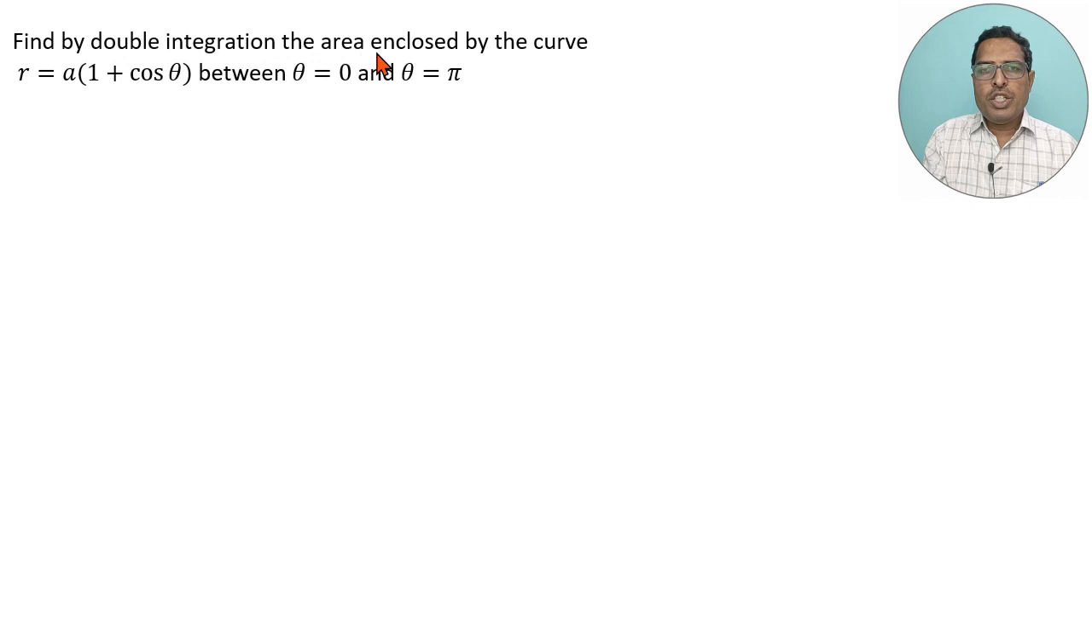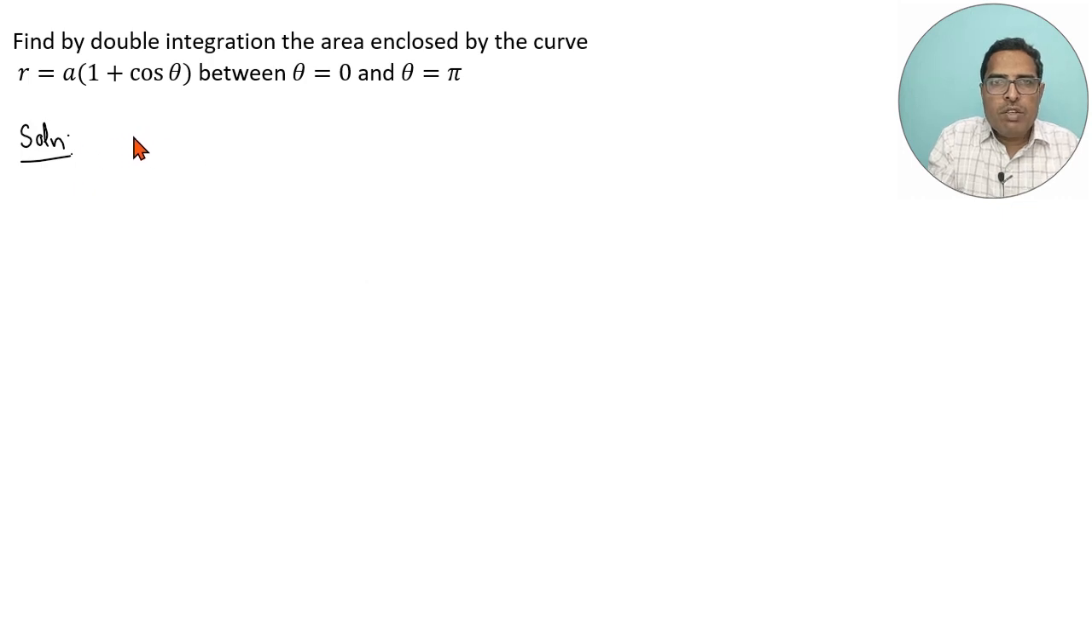Find by double integration the area enclosed by the curve r is equal to a into 1 plus cos theta between the points theta is equal to 0 and theta is equal to pi. Let us first try to plot the graph for this r is equal to a into 1 plus cos theta for the values of theta lying between 0 to pi.